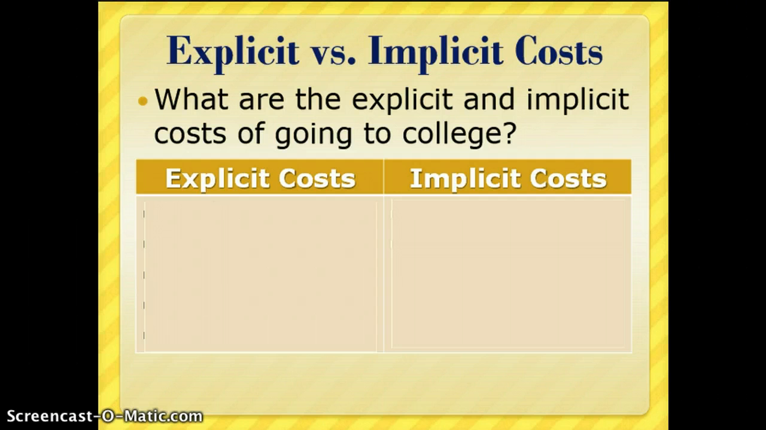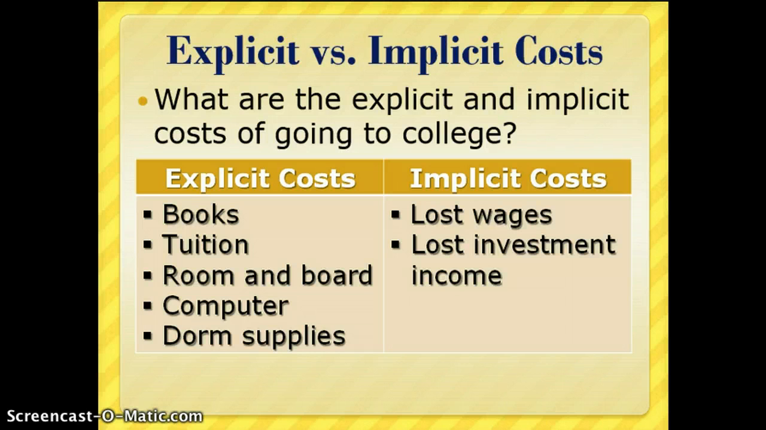So when you go to college, for example, you can't have a job and you're paying tuition. The implicit cost would be the job you're giving up. The explicit cost would be the tuition. And there you can see some other examples of explicit and implicit costs.